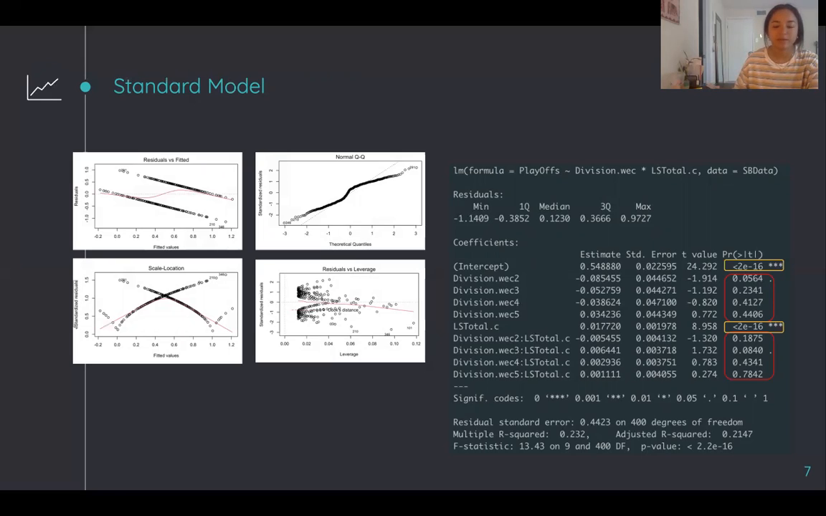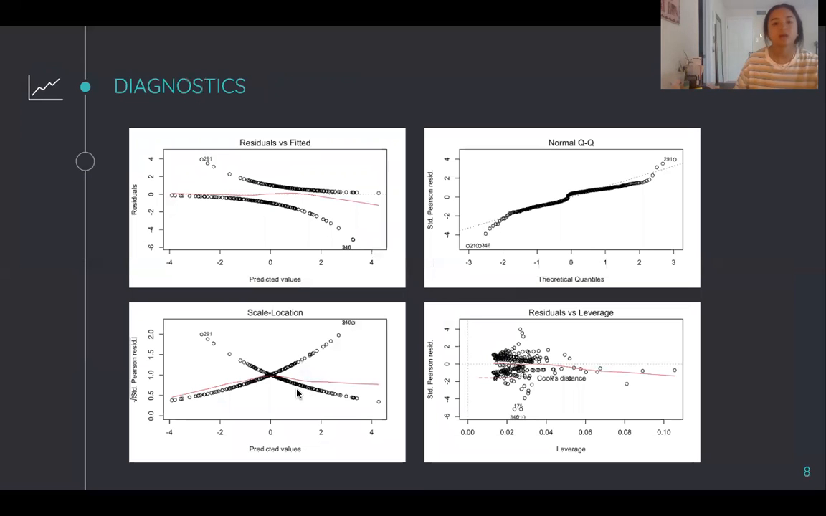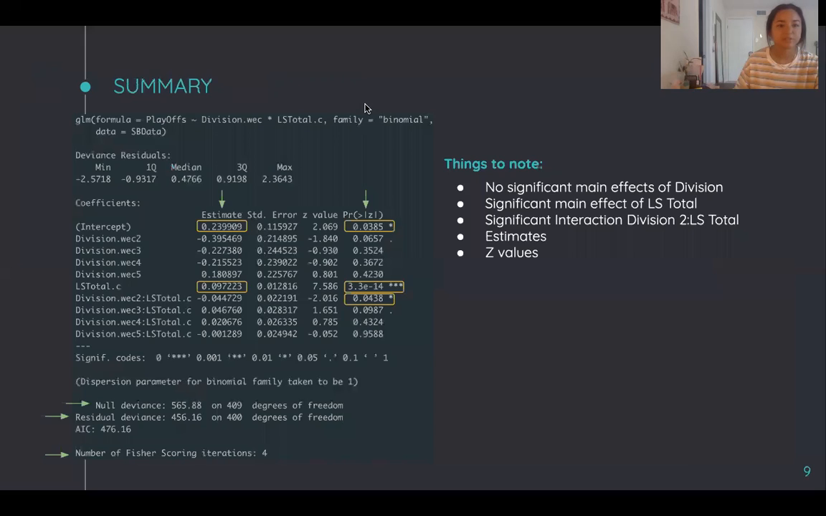And since we have a binary outcome, we should be doing a logistic regression as mentioned by Press and Wilson. So let's go ahead and run the diagnostics for the logistic. And that looks a lot better. It's more what you would expect to see for a logistic model. So we can go ahead and look at the summary table.